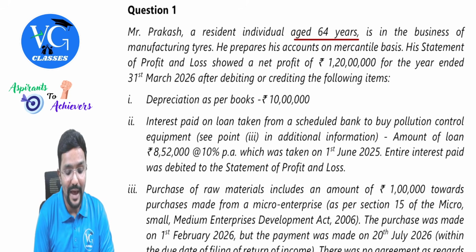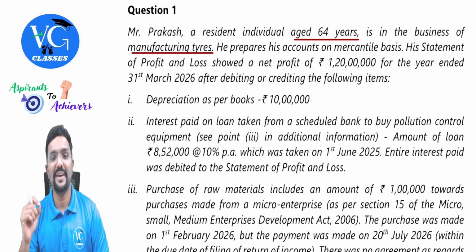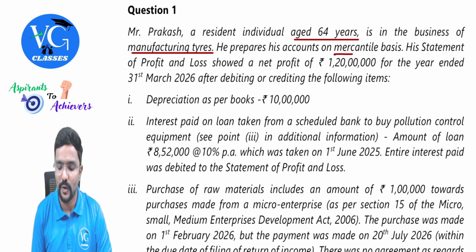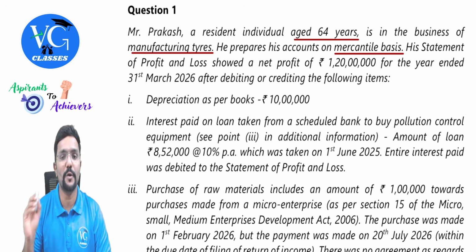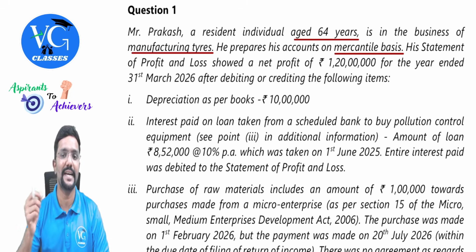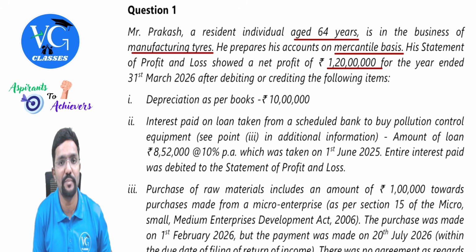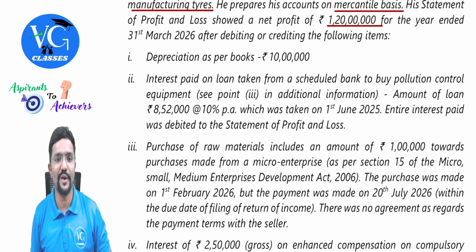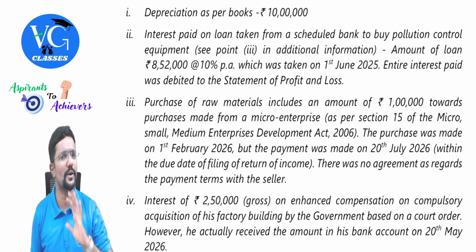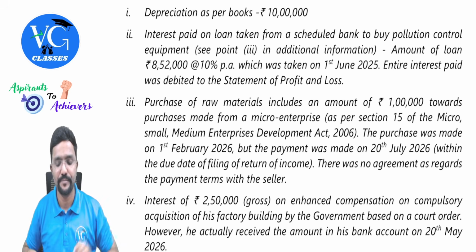He is in the business of manufacturing tires. Yes, this is also important. He prepares his accounts on mercantile basis. His statement of profit and loss showed a net profit of 1 crore 20 lakh for the year ended 31st March 2026 after debiting and crediting the following items. So this would be our starting point, guys, to compute PGBP income. The following items have been debited and credited to the P&L account already, so we need to decide whether we should add back, deduct it, or just leave it like that.